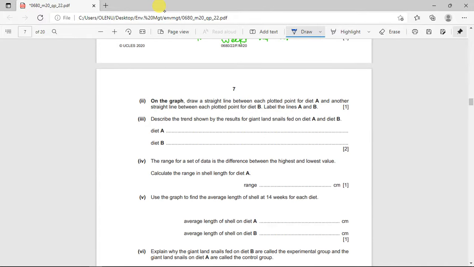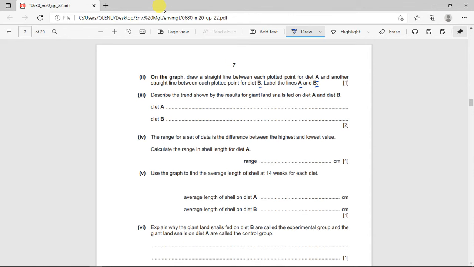Now the next question is, on the graph, draw a straight line between each plotted point for diet A and another straight line for each plotted point for diet B. Label the line A and B. We've done that. 1 mark. Now describe the trend shown by the result for giant land snail fed on diet A and diet B. Now diet A and B increase.